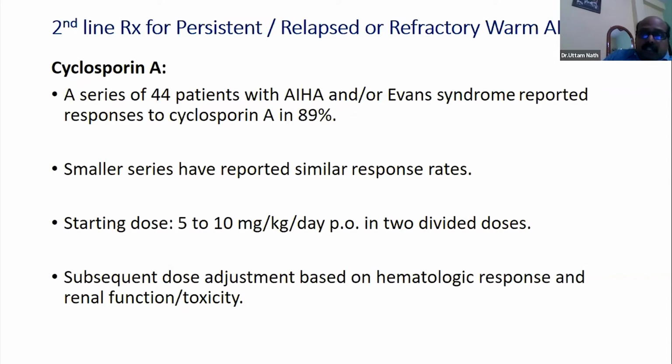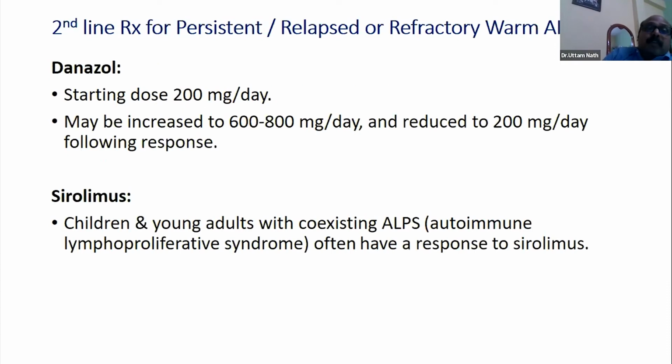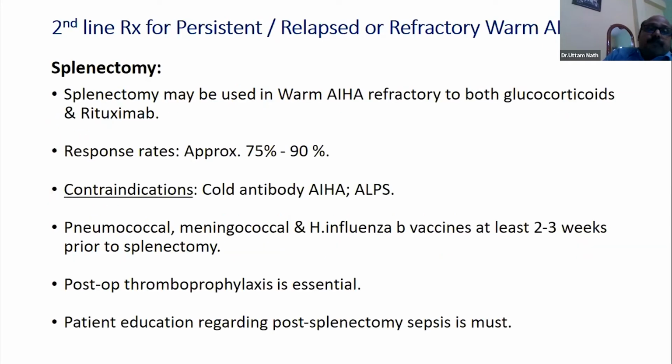There are concerns with renal toxicity. However, it is a good adjunct therapy, steroid sparing agent, which allows the reduction of steroid dose, or in patients with long-term steroid toxicity, cyclosporine monotherapy can also be used. Danazol up to 600 to 800 milligram per day can be used. In children and young adults with AIHA secondary to or coexisting with autoimmune lymphoproliferative syndrome, sirolimus works.